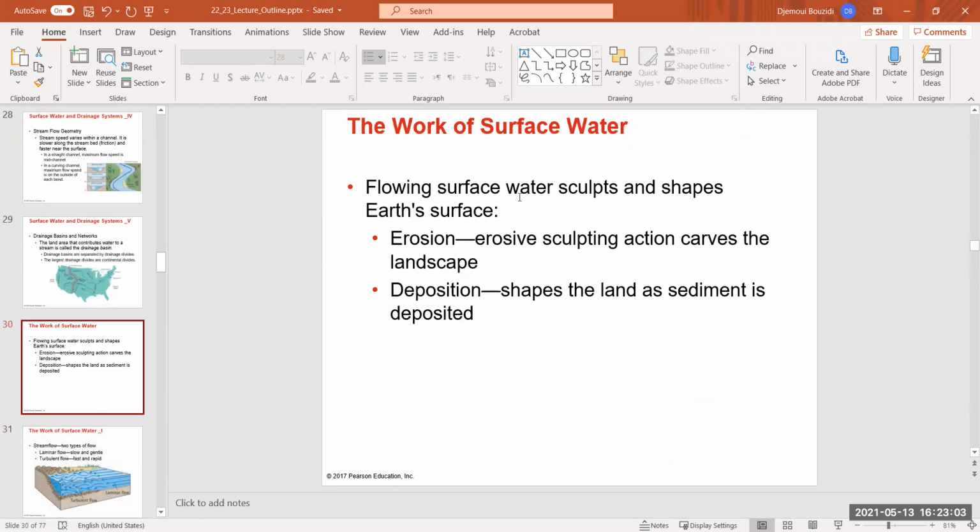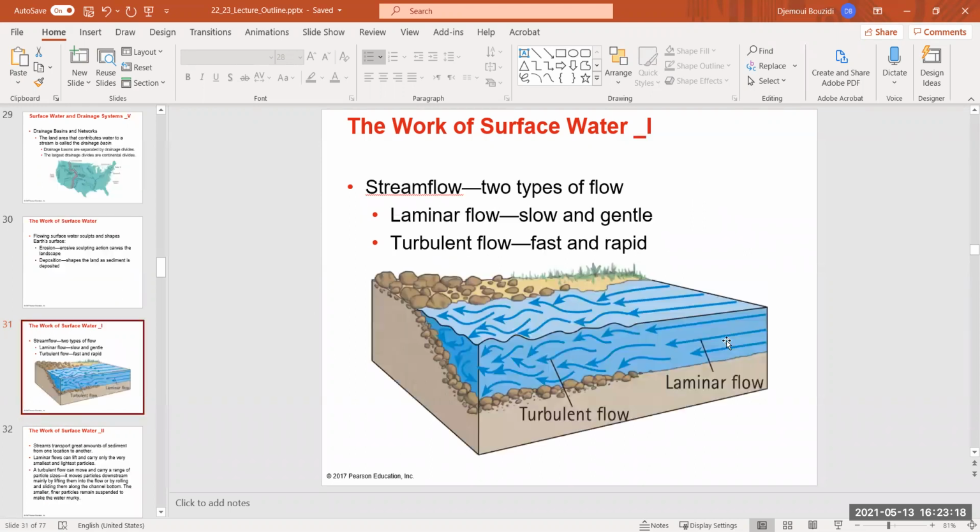So again, flowing surface water sculpts and shapes the Earth's surface, and that is due to erosion. Erosion, the sculpting action, carves the landscape, or deposition, which is the opposite, shapes the landscape in the form of sediment deposits. The flow, as I mentioned before, has two types. There is a laminar flow, which is a linear flow, and there is a nonlinear flow, which is a turbulent flow. Turbulent flow can carry big boulders, whereas a laminar flow cannot do that. It carries small rocks or tiny pebbles, if you wish.